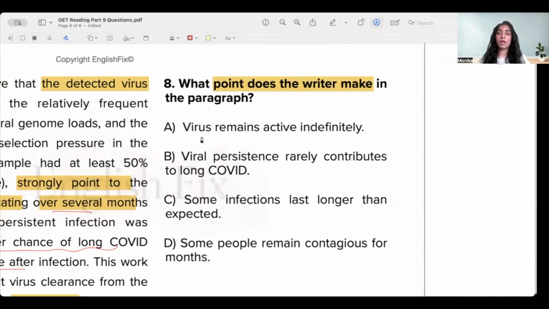Now let's answer. Virus remains active. Virus is remaining active. Virus is ongoing. The persistence, that's what they mean. Indefinitely. I know it's wrong. Why do I know it's wrong?